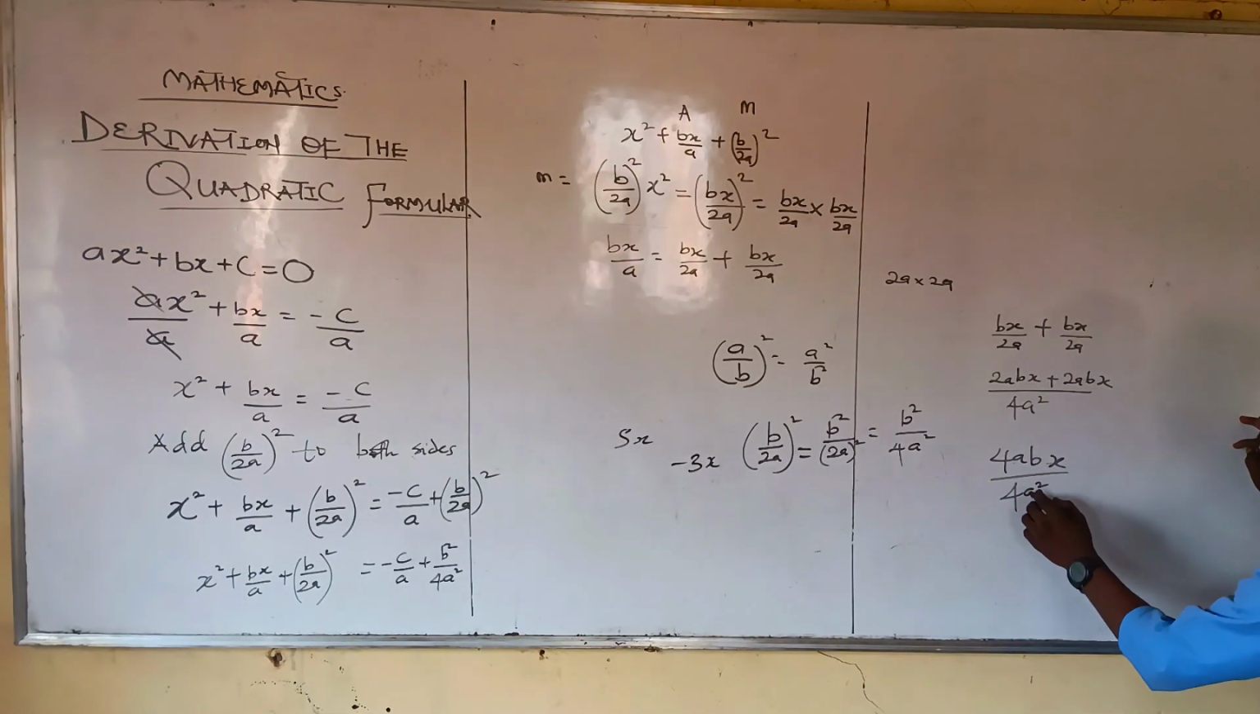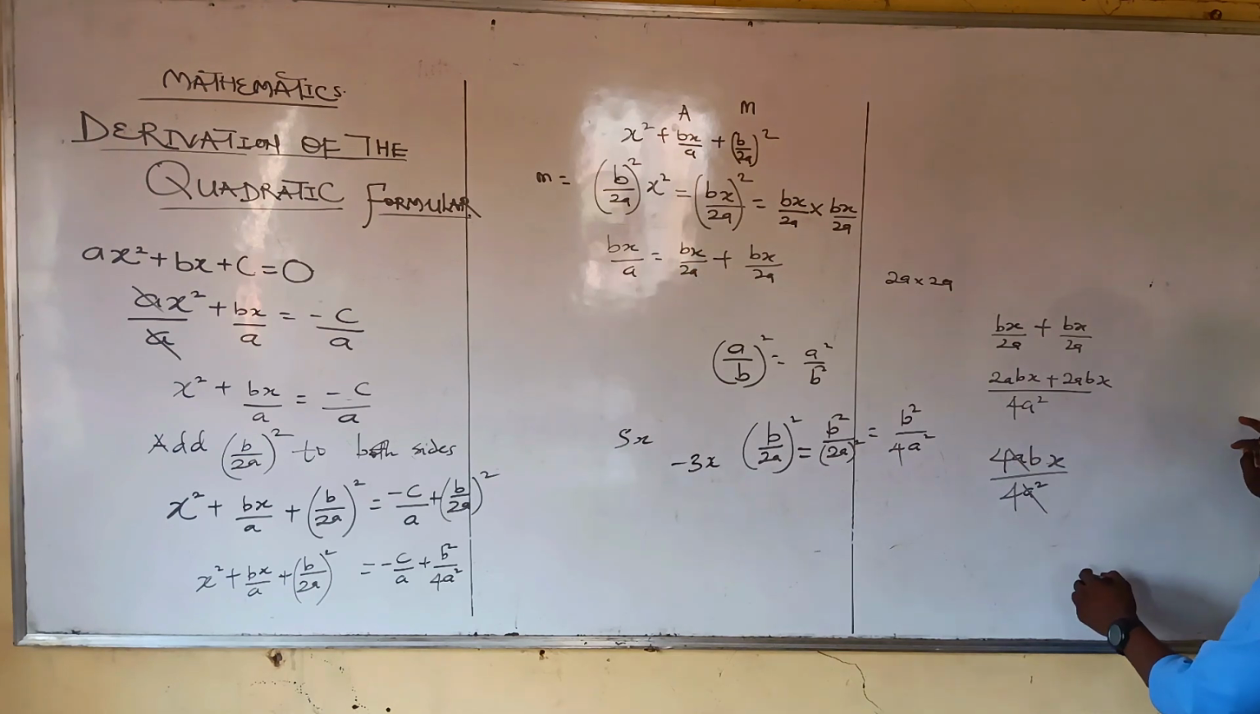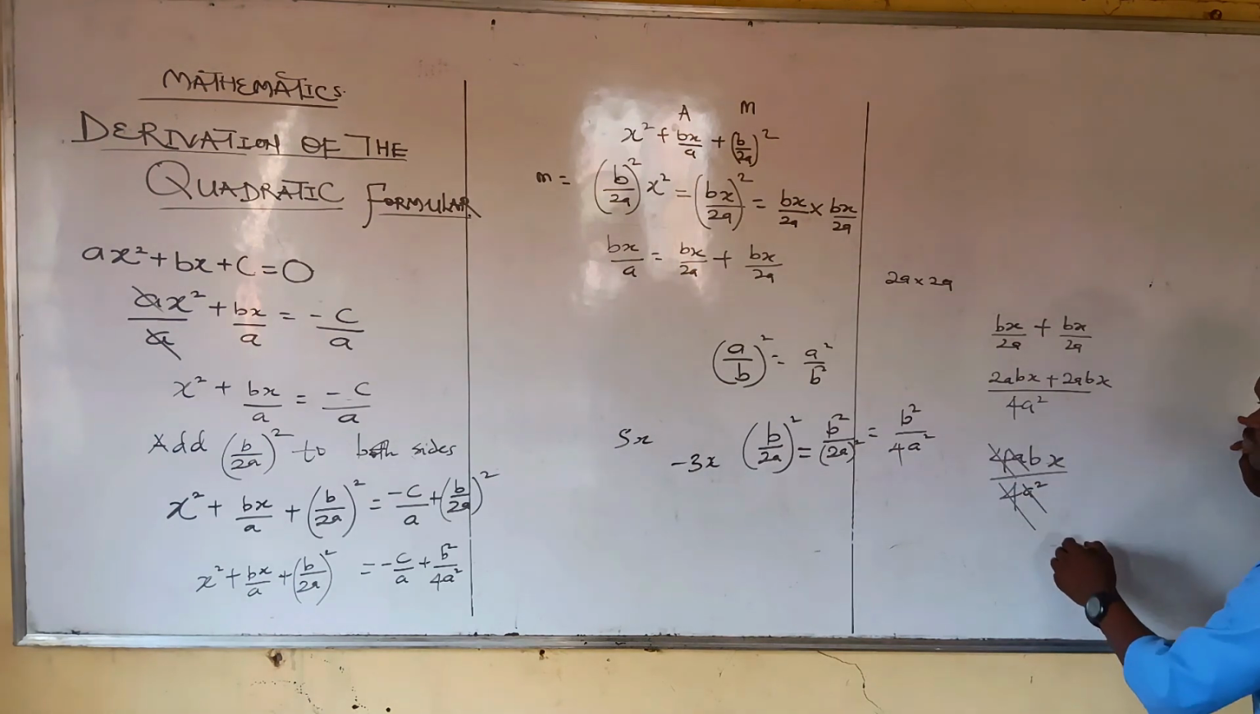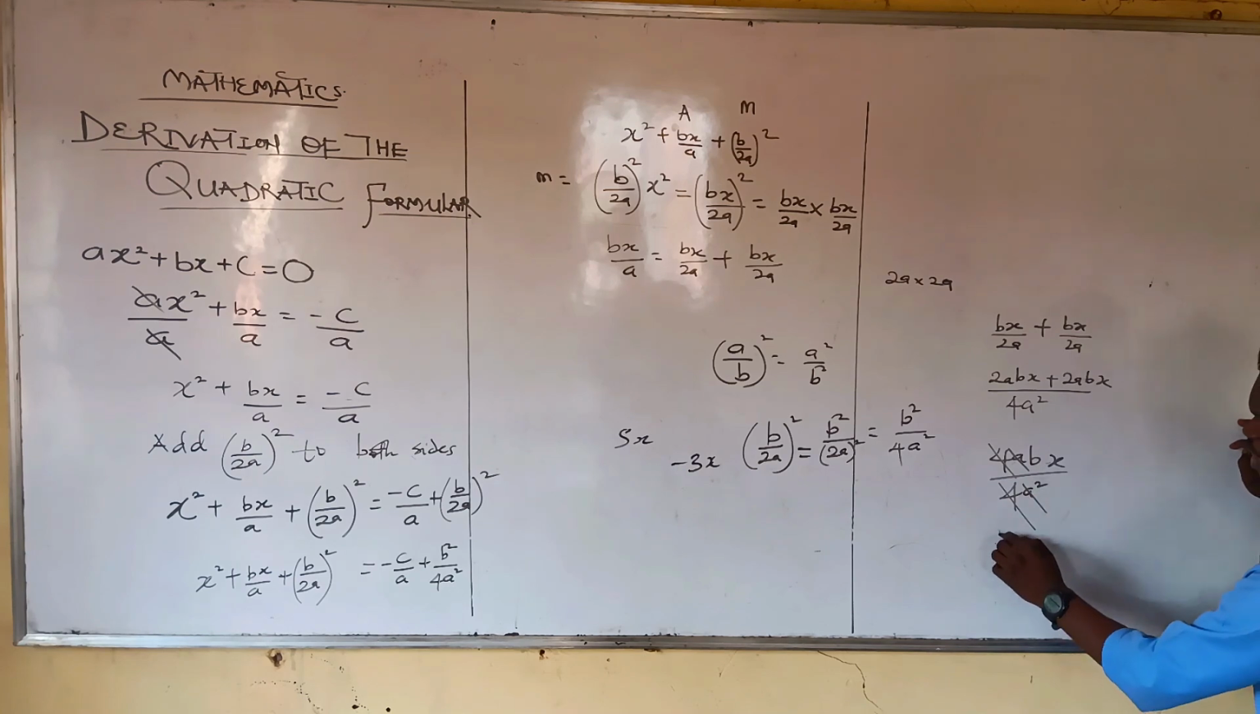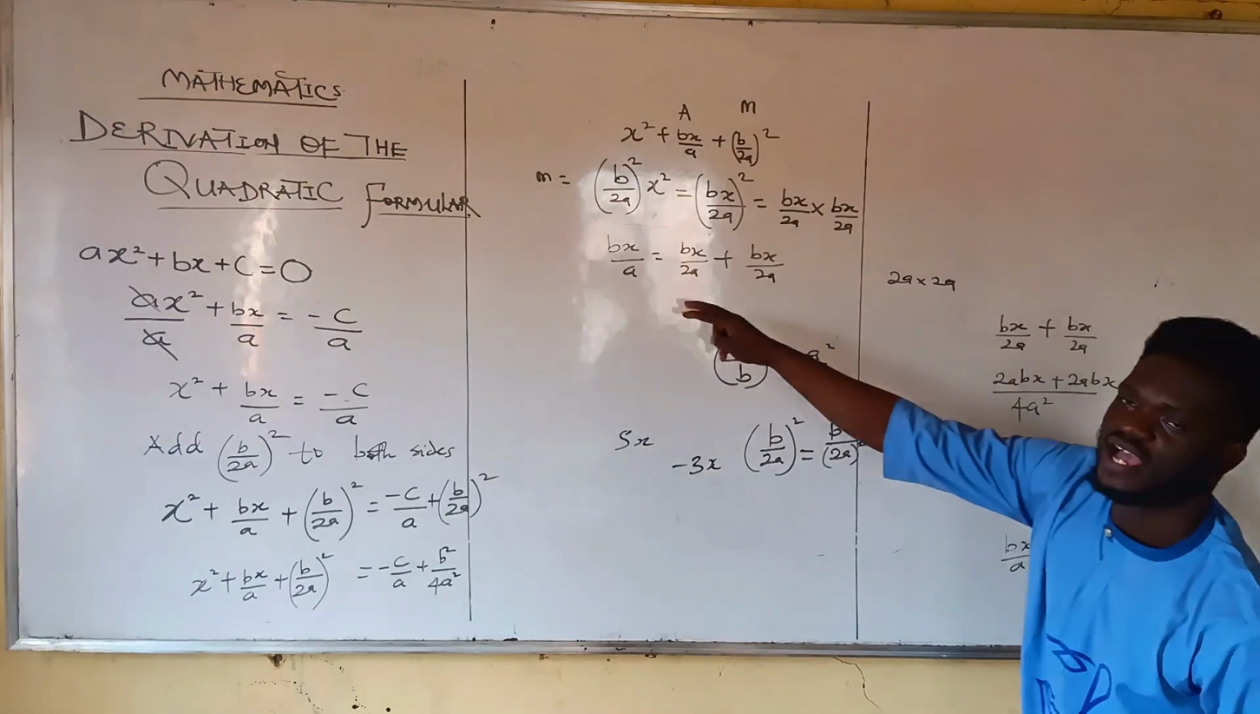Now what happens here? A cancels a. 4 cancels 4. Don't forget we have 2 a's down here. Now we are going to have bx over just an a, as we have here.